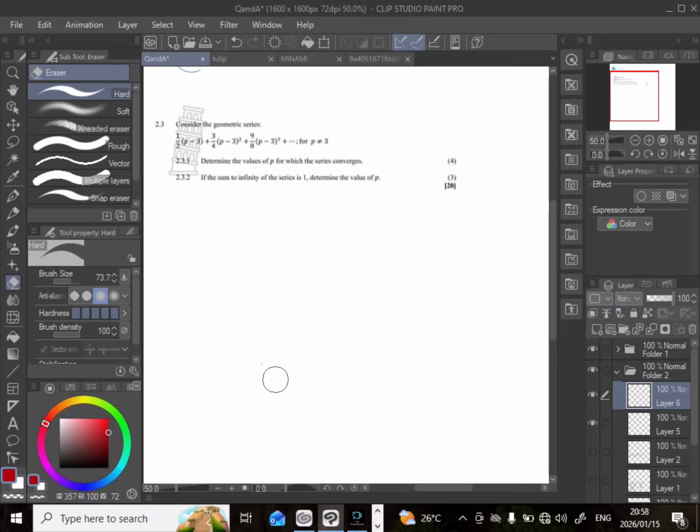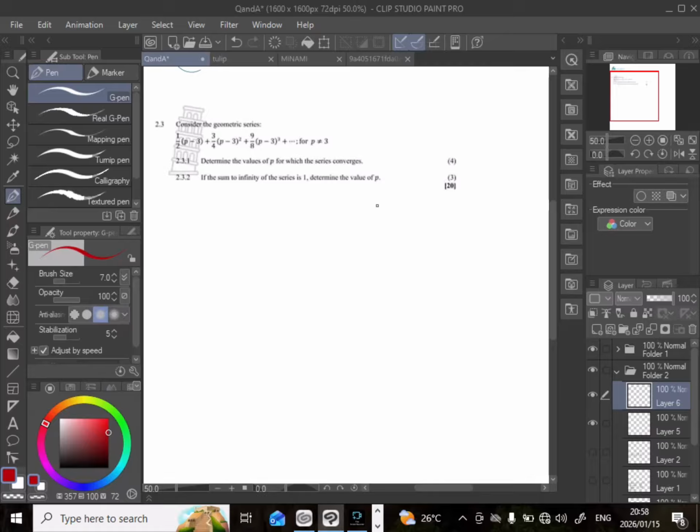So now let's continue with the next question. Question 3, now we are dealing with a geometric series. Determine the value of p for which the series converges. Here it is similar to solving for x that we did in the previous one. We can only solve for p by finding the ratio. Because this is a geometric one, we have to find the ratio. If it was an arithmetic one, we have to find the constant difference.